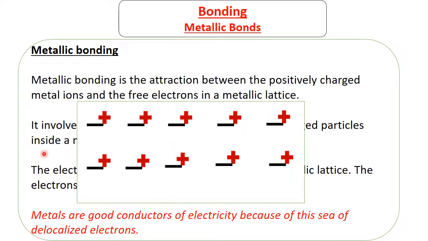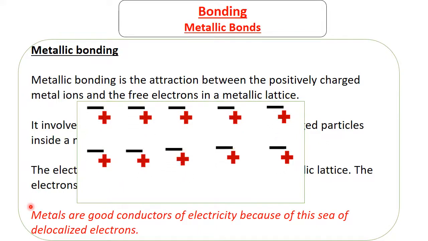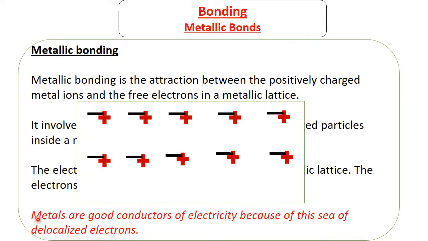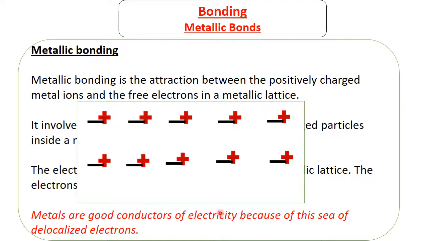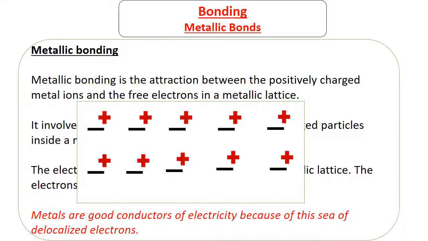So this marks the end of this topic, bonding. Of course, metallic bonding is simple. We didn't tackle it like the rest. And one property of substances that results because of metallic bonding is being good conductors of electricity. And if you have been asked why, it's because of the sea of delocalized electrons. This marks the end of this topic.